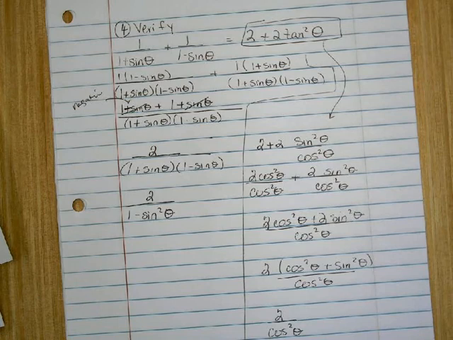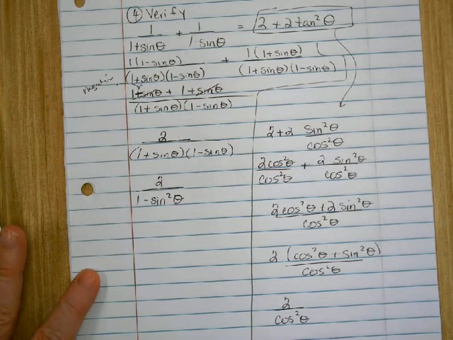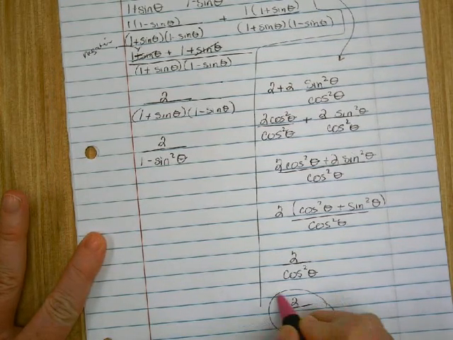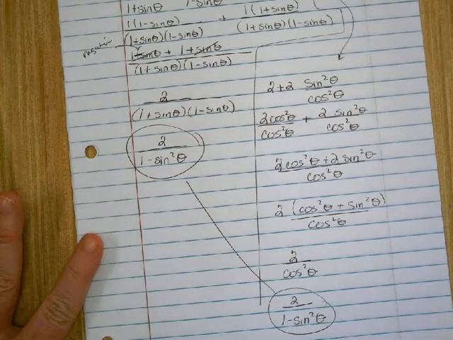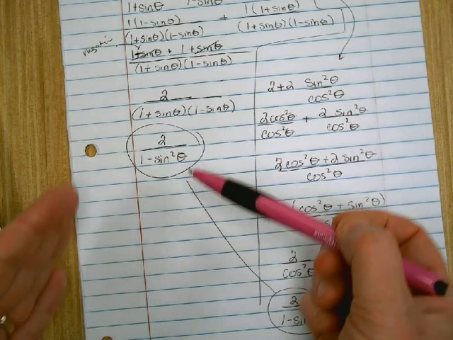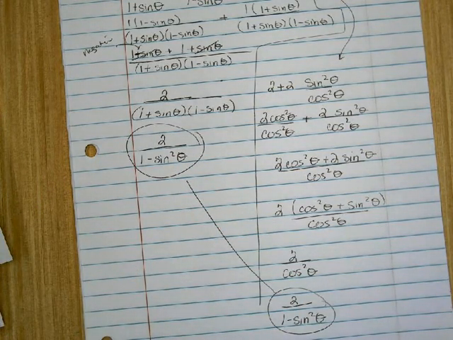Well, we know that cosine squared theta is the same as 1 minus sine squared theta. So now I have the left side and the right side equal. I could have also said that we know that 1 minus sine squared theta is cosine squared theta and showed that they were equivalent that way as well.